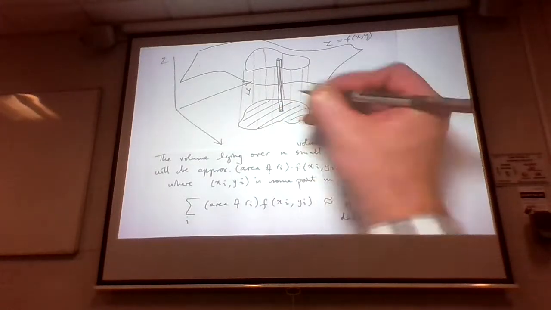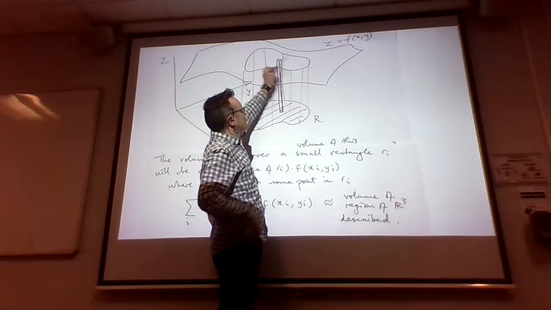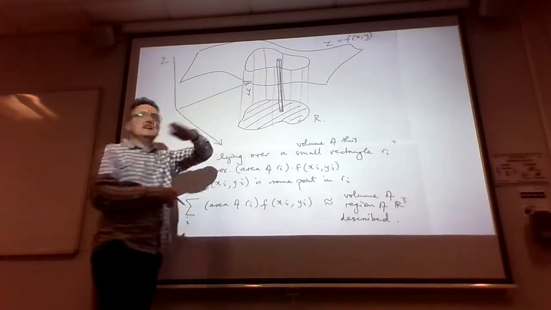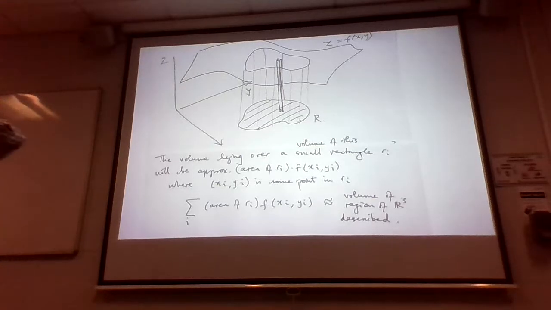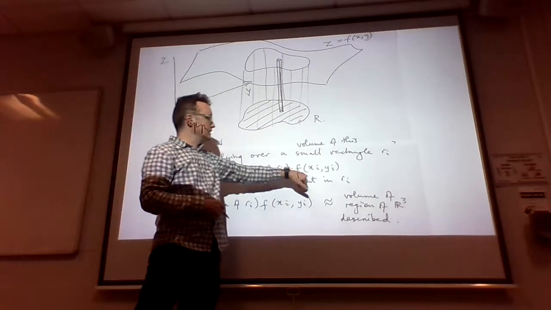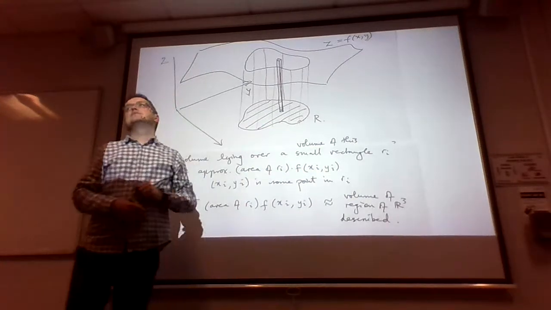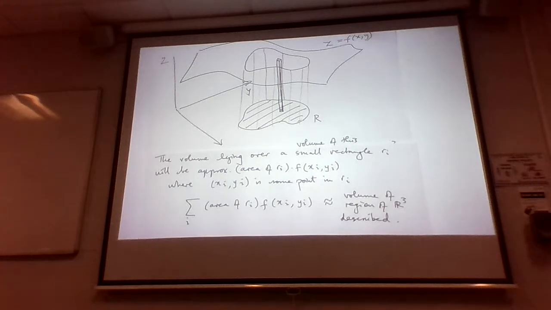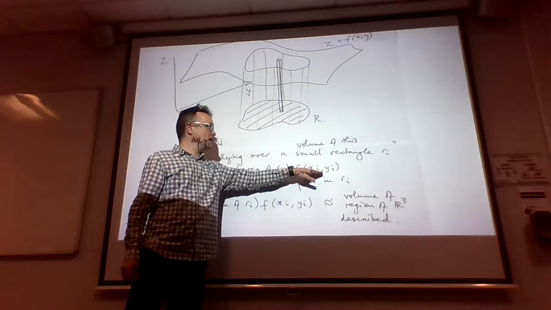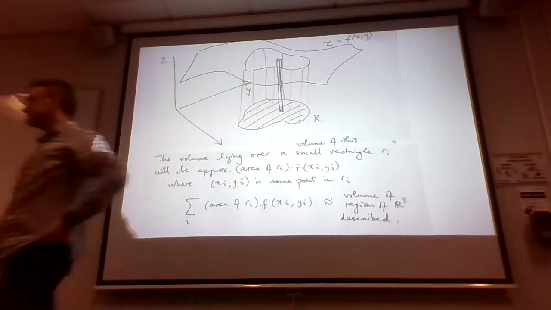So there's inaccuracies around how much the surface deviates away from being exactly flat. If the surface was exactly flat at the top of the rectangle, then this would be exactly the volume of this bit lying underneath the surface. But if the surface is not flat, if it's sloped, then this volume here just approximates the volume between the surface and the xy plane.